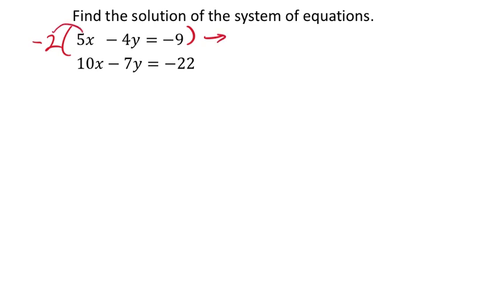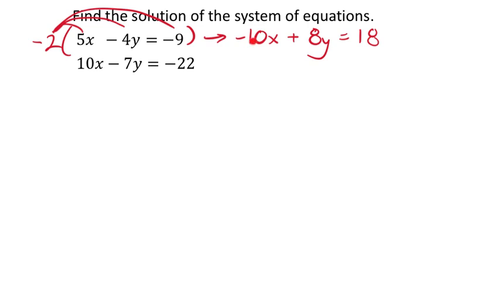Well, again, it's distribution, but it's really a principle of equality. Whatever I do to one side, I've done to the other. But I'm going to do it to all the terms. So -2 times 5x's would be -10x's. Then we'd have -2 times -4y's, which would be positive 8y's. And then this would equal -2 times -9, which is positive 18.